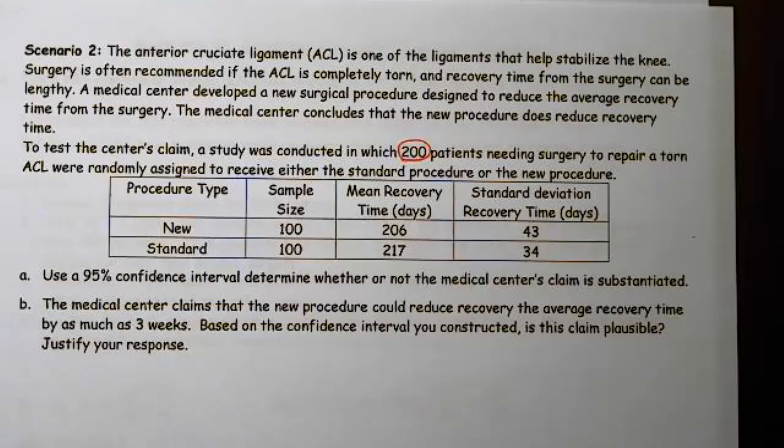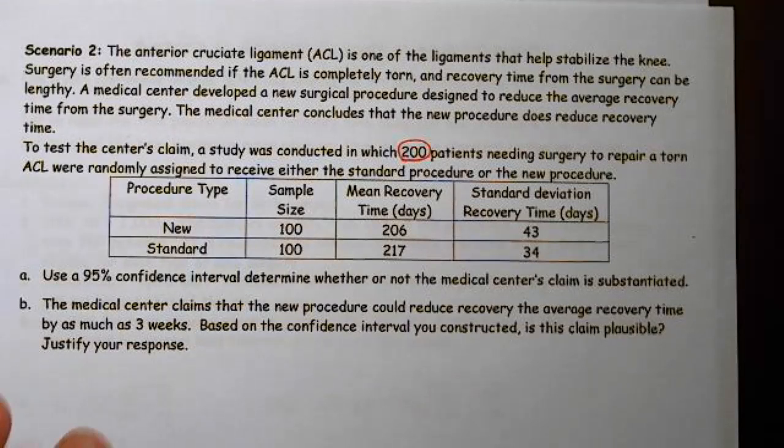Welcome back. This is your Stat Sensei for scenario 2 for the latest test that we took. And we're going to look at this question here and break it down and look at some of the common misconceptions. So the anterior cruciate ligament, the ACL, is one of the ligaments that help stabilize the knee.